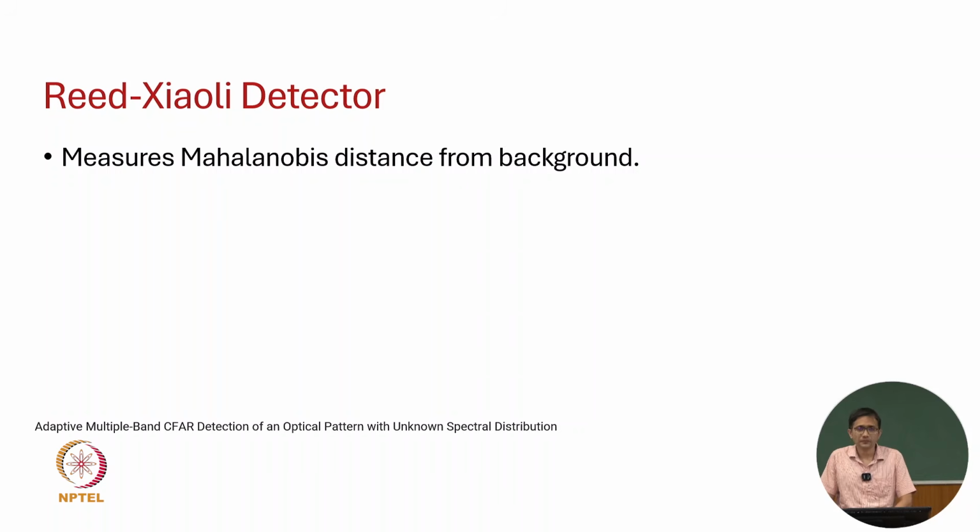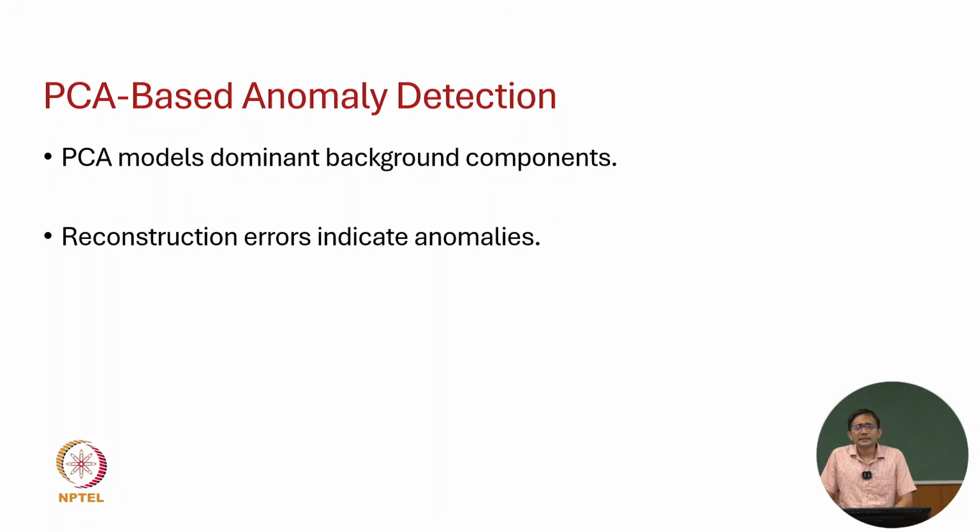Similarly, PCA-based anomaly detection has been used quite a lot in the literature. In the PCA-based approaches, PCA models the dominant background components and then reconstruction error is used to indicate anomalies.